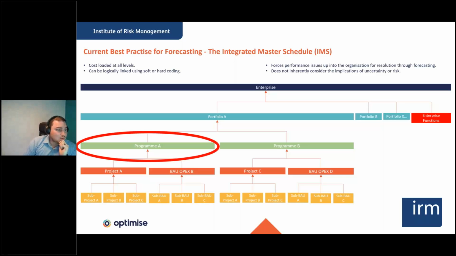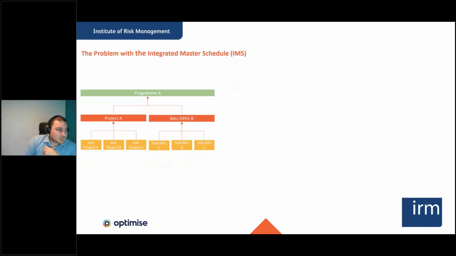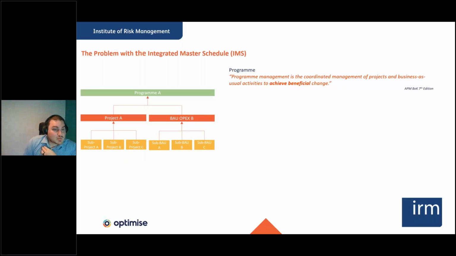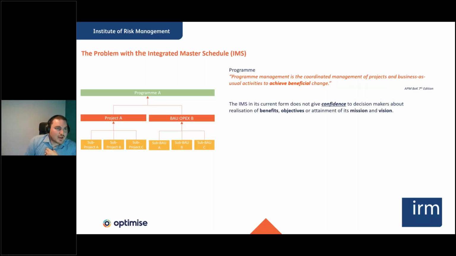So if we just take an example in program space, we'll take one of these programs, program A. What is a program supposed to do? According to the APM Body of Knowledge 7th edition, a program or program management is the coordinated management of projects and business as usual activities to achieve beneficial change. And they're the key bits: beneficial, it's a benefit. So a program is responsible for achievement of a benefit. The integrated master schedule in its current form does not give confidence to decision makers about realization of benefits, objectives, or attainment of its mission and vision. So I'll just let that sink in for a second.